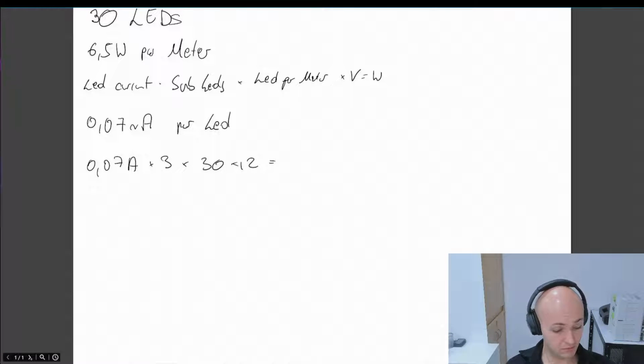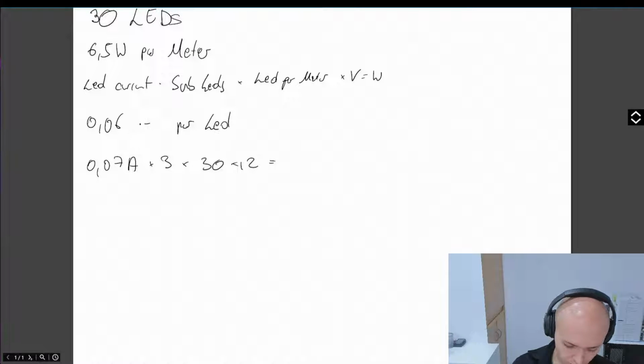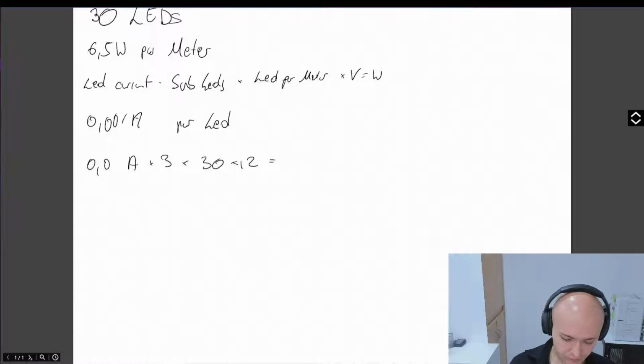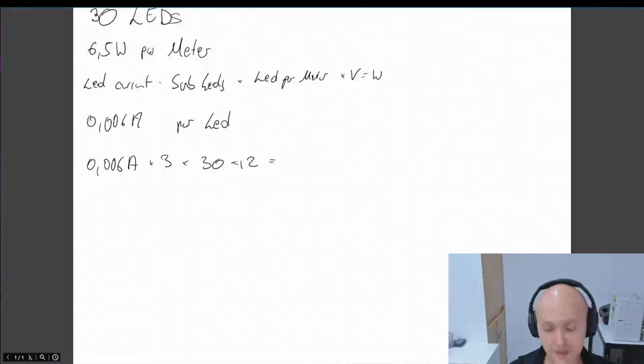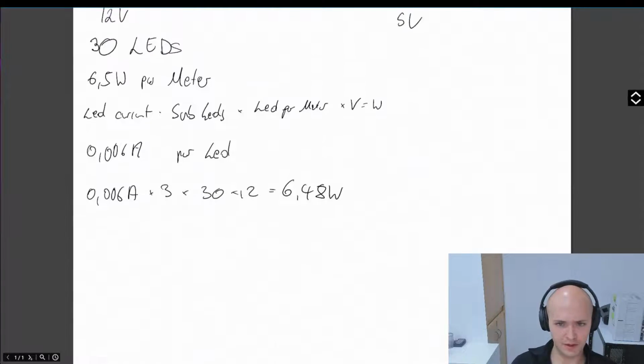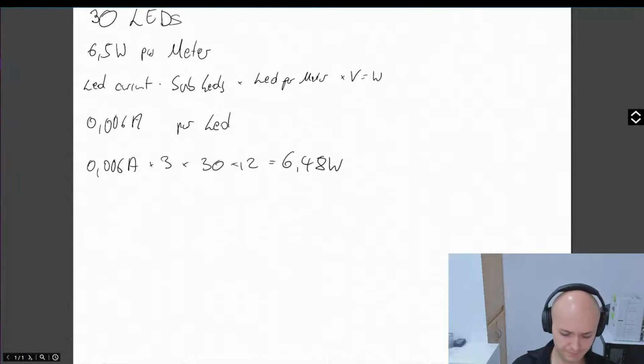7.56 watts, or was it 6.5? No, it was 6 milliamp. Of course, I've completely written it down falsely. And I used, of course, very bright LEDs. If you would have used 60 milliamperes, it'd be around 6.48 watts. The same we will get with the 60 LEDs per meter.